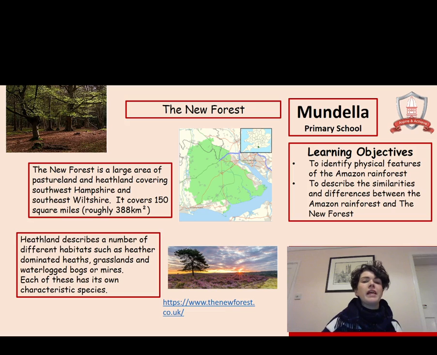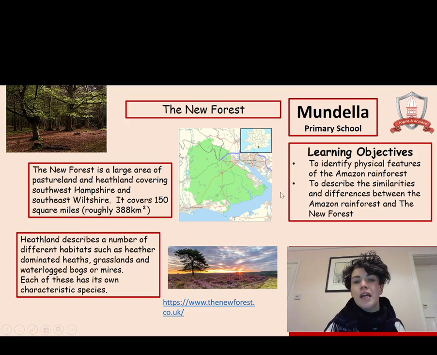So Kent is the county that we live in. Hampshire and Wiltshire are different counties. And as you can see on this map, this is the UK. Well, sorry, half of the UK. Kent is just here where I'm pointing my cursor to. It's this large county there, I should say. Next to it is Sussex. Then this is the area of the New Forest. So it's southwest Hampshire and southeast Wiltshire. So it's that area of dark green on that map there.